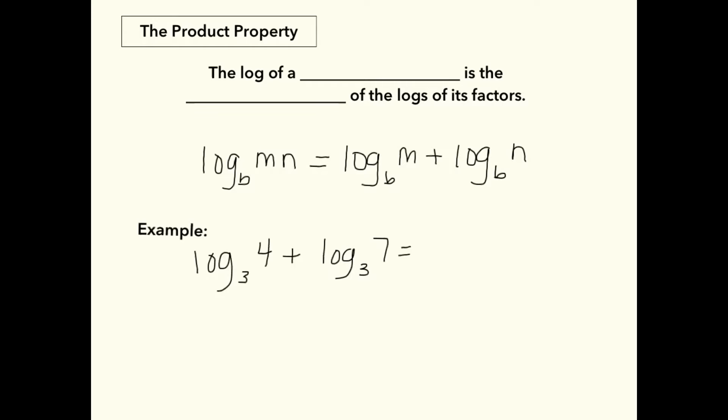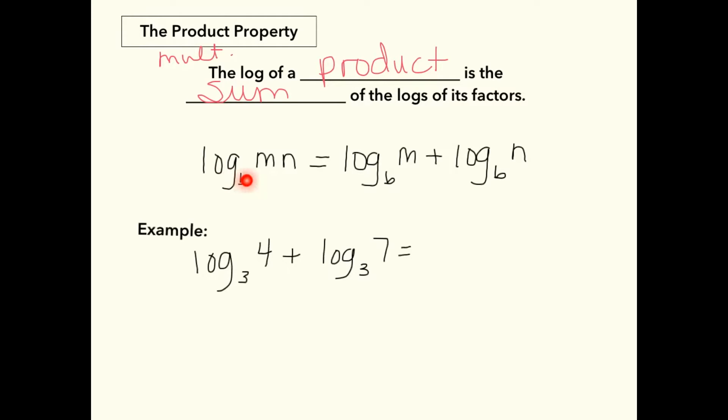Alright, there's a couple of different properties we're going to look at when we're dealing with these logarithmic functions. The first one is the product property. And product, we know, is multiplication. So the log of a product is the sum of the log of its factors. So here's an example of what that means.